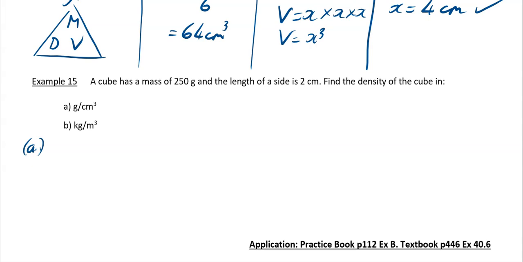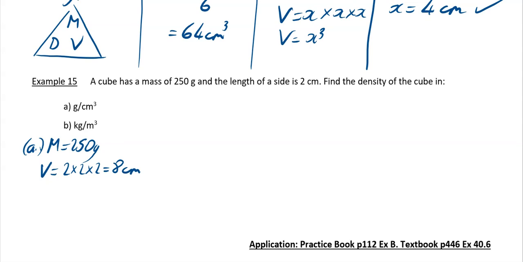we're going to just say the mass is 250 grams, and the volume, we're going to have to work it out. The length of one side of the cube is 2, so it's going to be 2 times 2 times 2, which is going to give you 8 centimeters cubed.